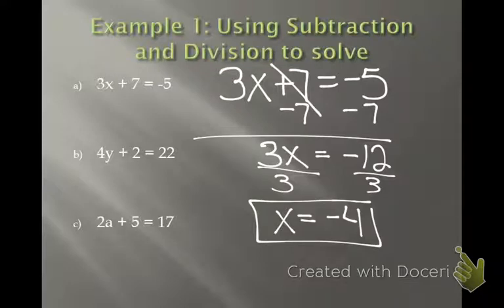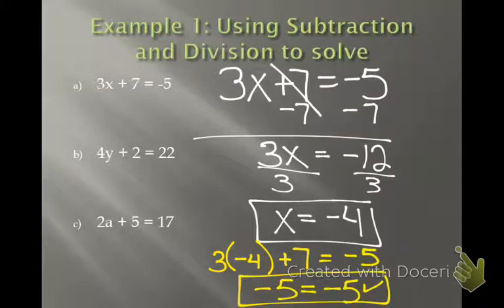We check two-step equations the exact same way we check one-step equations. Now you can do this in your calculator. Definitely take advantage of the fact that you're allowed to use your calculator. Just put it in your calculator, 3 times negative 4 plus 7, and hit the equal sign. What do you get? Negative 5. So negative 5 equals negative 5, and it checks out. So we check it the same way, substitution, and then show that both sides are equal. I want you to do B. Go ahead and do B.